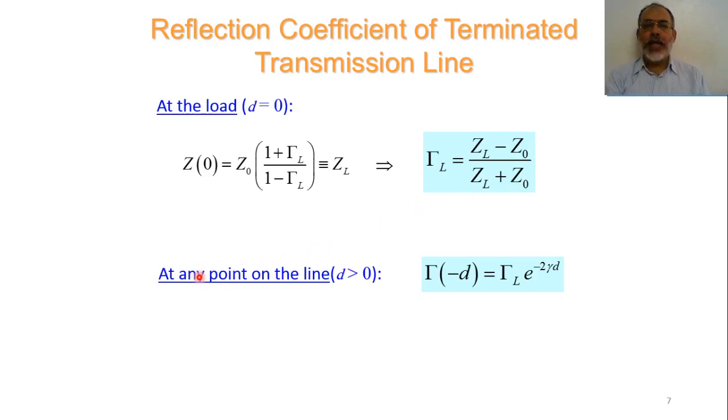On the other hand, at any point at d greater than 0, the reflection coefficient gamma at minus d would be the reflected field or the backward propagating wave at distance minus d over the incident or the forward propagating wave at distance minus d. In this case, it would be the value of gamma L multiplied by e to the power minus 2 gamma d.